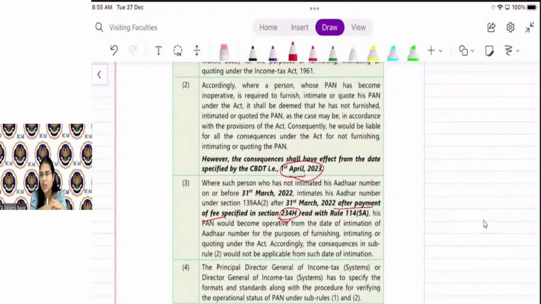You just have to link your Aadhaar with your PAN. After 31st March 22, if you are linking your Aadhaar with your PAN, you have to pay additional fees. And up to 31st March 23 only you can link your Aadhaar with PAN. After 31st March 23, if you fail to link your Aadhaar with your PAN, then your PAN will become inoperative.